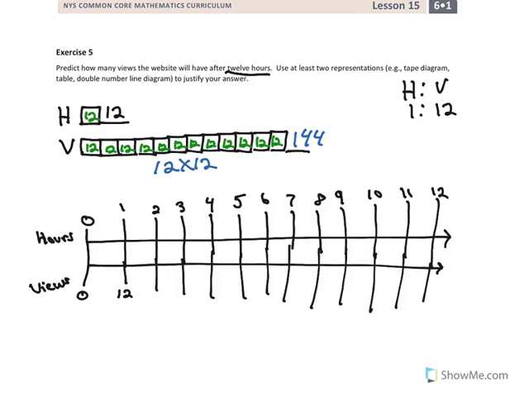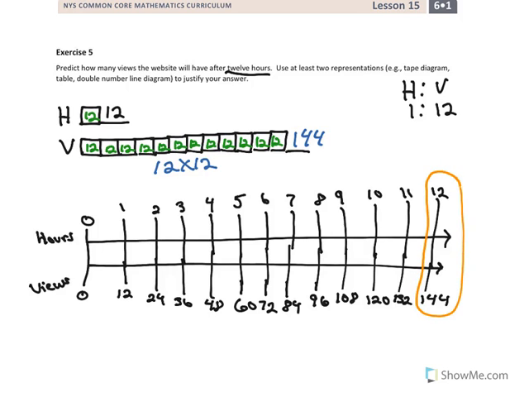After the first view was 12, second view was 24, 36, 48, yep. Okay, you finish it. And so this one is pretty easy. We didn't have to do anything in between. We just extended it.